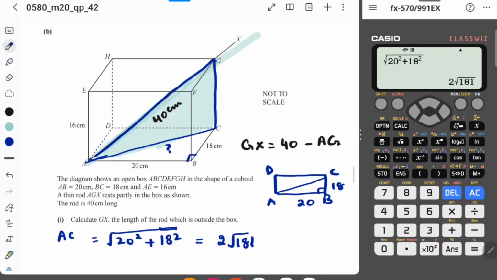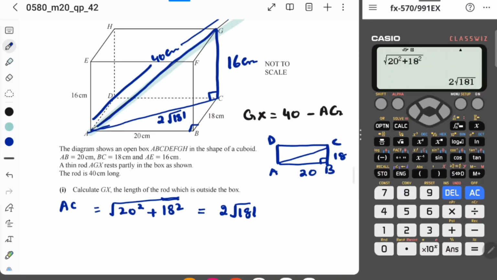So it is 2 square root 181. Now consider this triangle. It's a right angle triangle, and this side is 16 centimeters. Let's take only this triangle and calculate the value of AG. 40 is not AG. 40 centimeters is the length of the whole rod, and we'll exclude this AG from there.